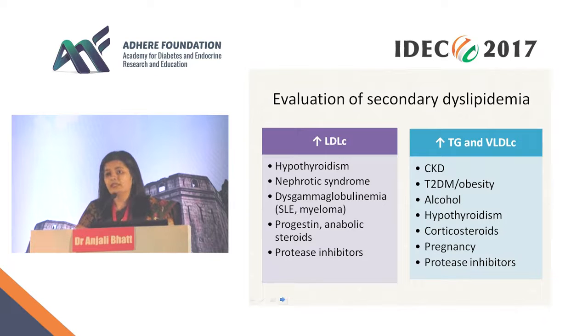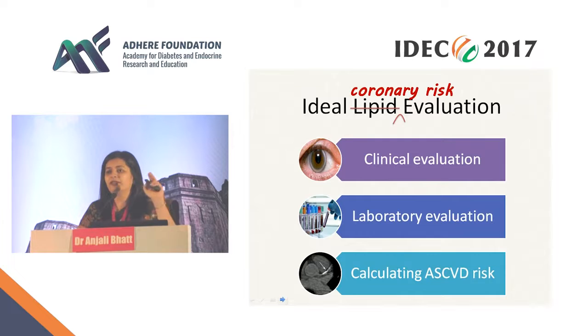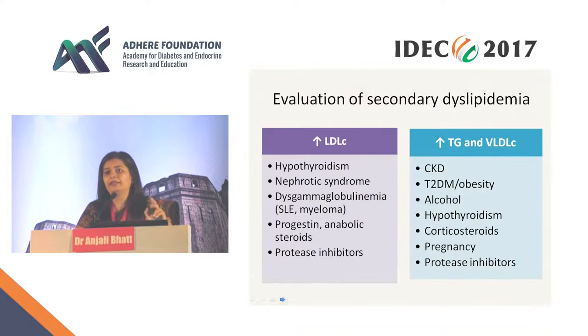And then comes HDL, which is important as a negative risk factor. So if you have 3 risk factors in your clinical profile, and if you have HDL of more than 60, one risk factor gets minused. Evaluation of secondary dyslipidemia is important, especially ruling out hypothyroidism, nephrotic syndrome, and corticosteroid excess, which are probably the most common reasons for secondary dyslipidemia.